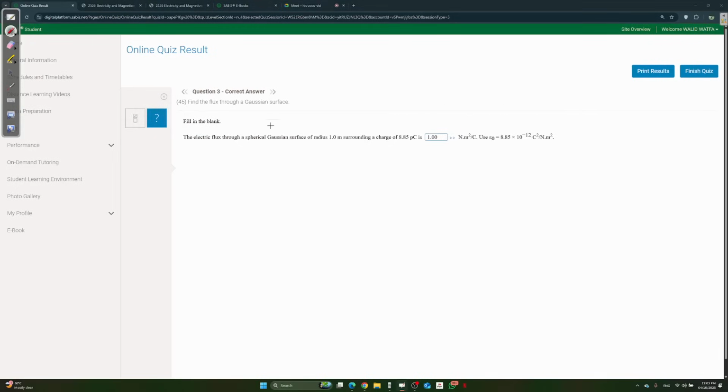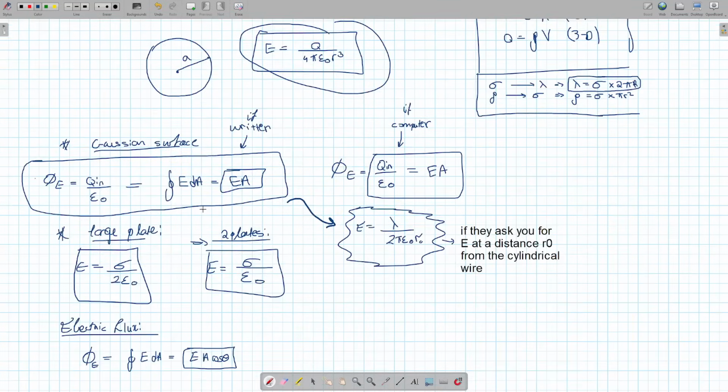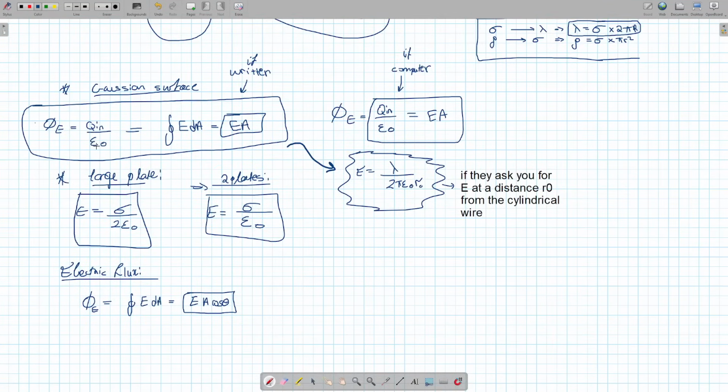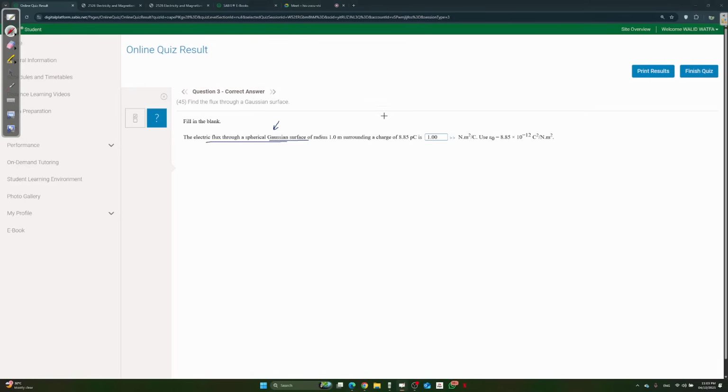Question 3. The electric flux through a spherical Gaussian surface. I told you for any Gaussian surface, electric flux, so easy. It's just q enclosed over epsilon naught. Or EA. But here they gave you the q, they gave you epsilon naught, so it's so easy. Electric flux, denoted by this, is equal to q enclosed over epsilon naught. So it's 8.85 times 10 to the minus 12 over 8.85 times 10 to the minus 12. Why minus 12 on top? Because it's pico, meaning negative 12. So you get 1.